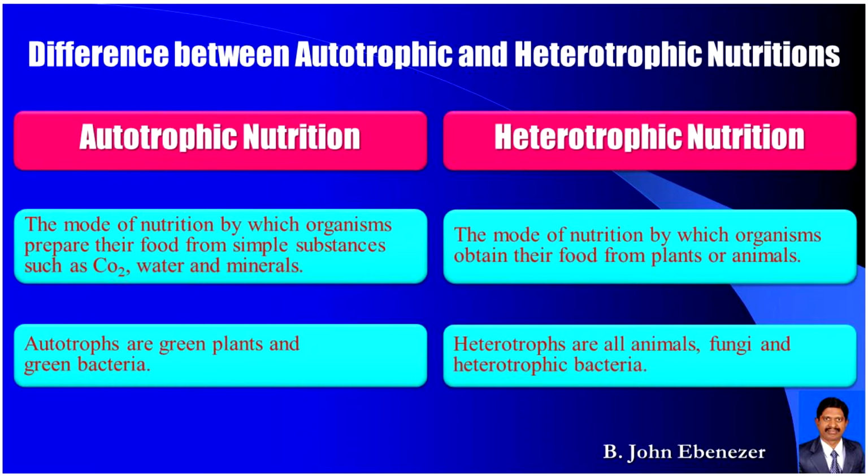Heterotrophic nutrition. The mode of nutrition by which organisms obtain their food from plants or animals. Heterotrophs are all animals, fungi, and heterotrophic bacteria.